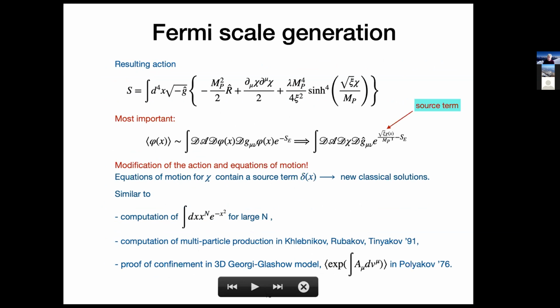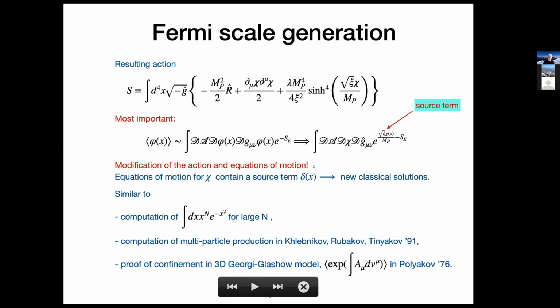And now the minimum of the action, what we have in the exponential, not only contains this action here, but it also contains a singular source term. And this means that the equations of motion are modified. This is a known phenomenon which appeared already in a number of circumstances.